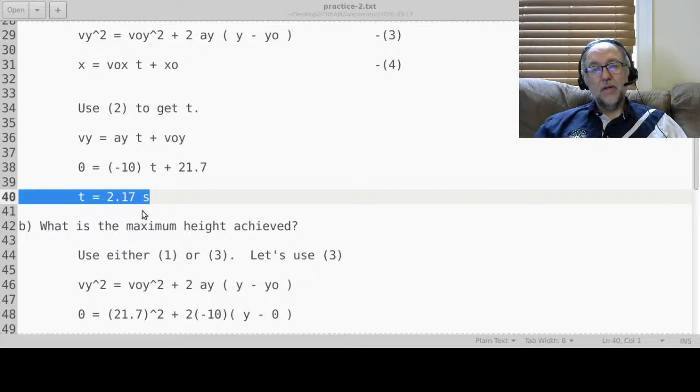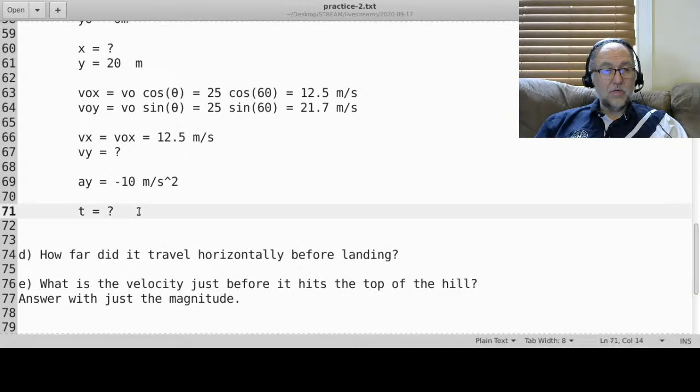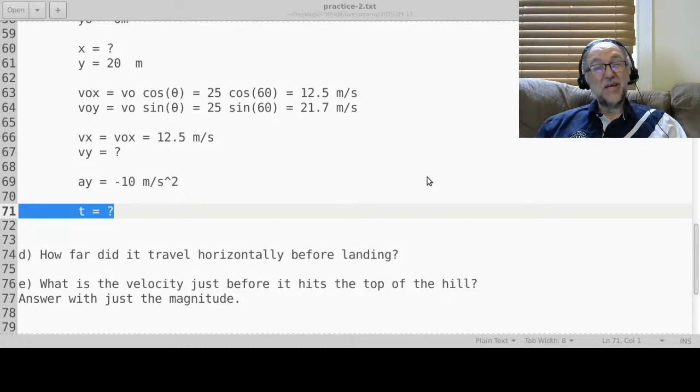Your knowledge is a bit fragile, so you'll say, oh, I just solved for time, so I'm just going to use that from here to there. But no, it's a different time. This is the time until you get to maximum height, and this unknown time here, which we're going to solve for, is the time until you get to the top of the hill, which is a different time. So be careful about those kinds of subtleties.